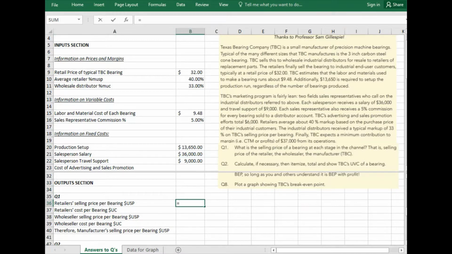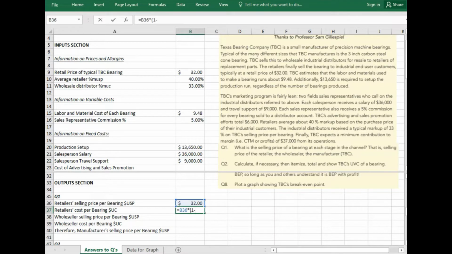All right, so we're going to start working on question 1. We need to determine the retailer's selling price for each bearing. Well, that's going to be equal to B9 because that was given to us in the program. Okay, so now what's the retailer's cost though? We have to use the average retailer percent markup on sales price, and we need to use the formula sheet, figure out which formula.